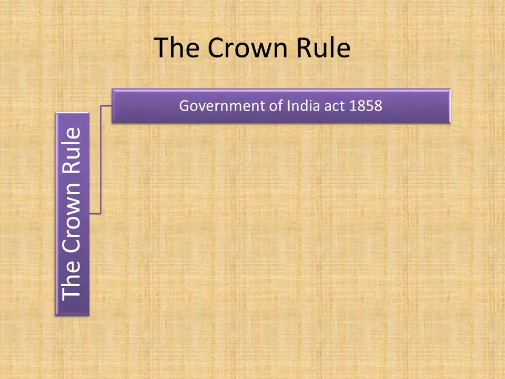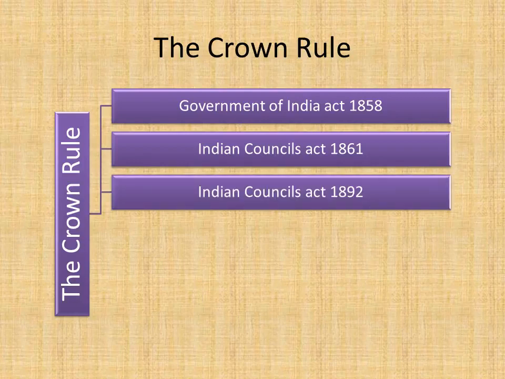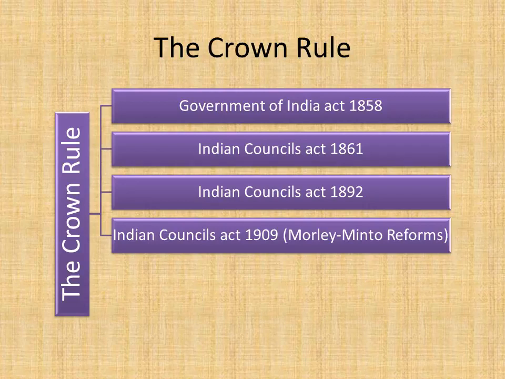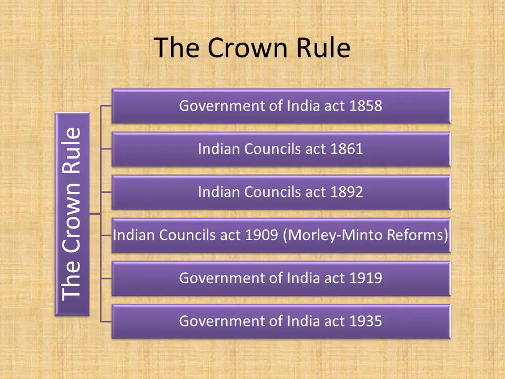The first was the Government of India Act 1858. After this act, 3 Indian Councils Acts were passed: the first was the Indian Councils Act 1861, the second was the Indian Councils Act 1892, and the third was the Indian Councils Act 1909. The Indian Councils Act of 1909 was also called the Morley-Minto Reforms. After that, the Government of India Act 1919 was passed, and the last was the Government of India Act 1935.